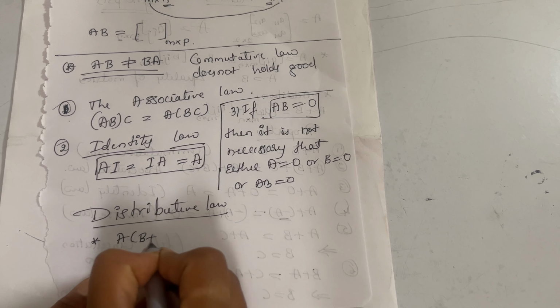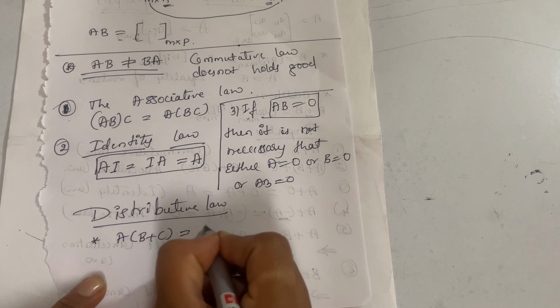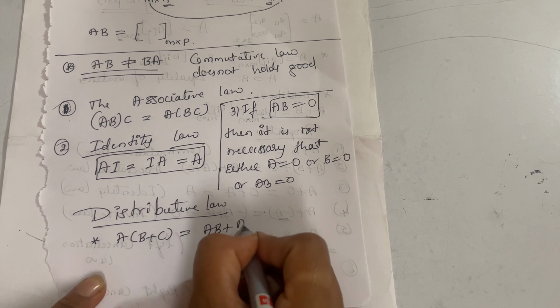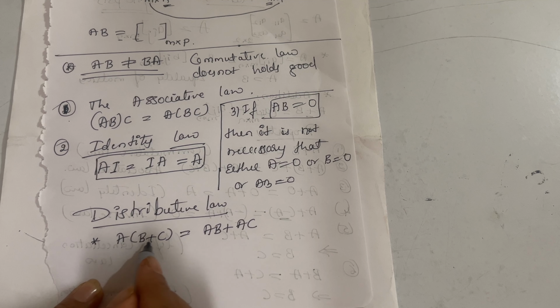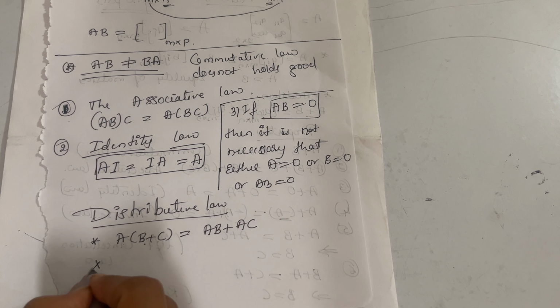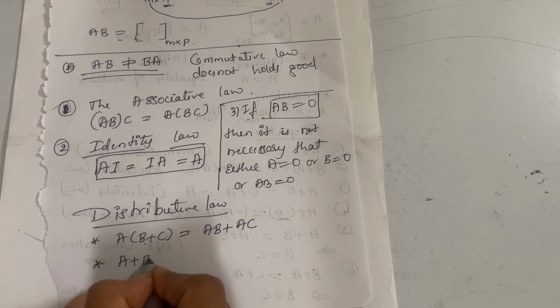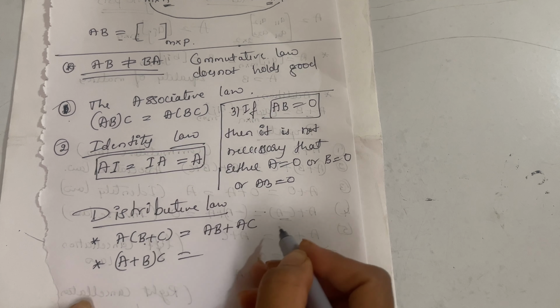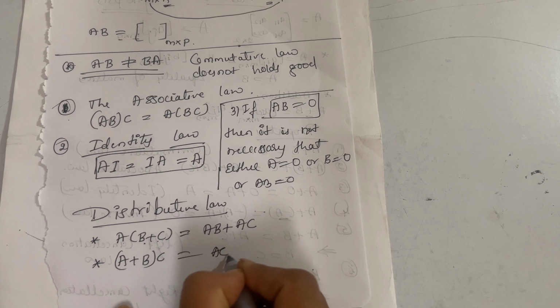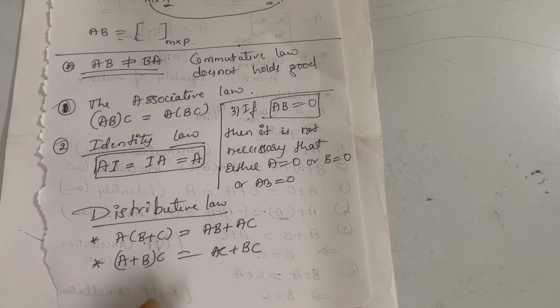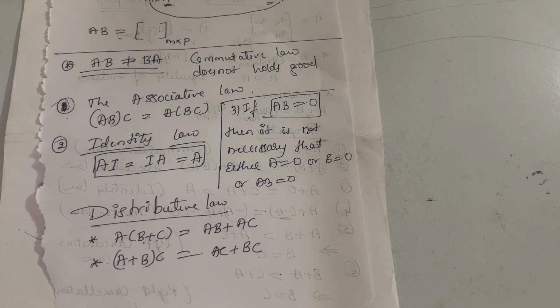So A into (B plus C) is equal to AB plus AC. A into (B plus C) is equal to AB plus AC. Next, another one: (A plus B) into C is equal to AC plus BC. This is called what? Distributive law.